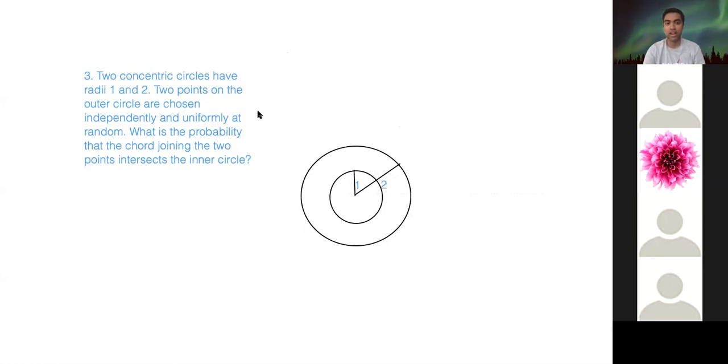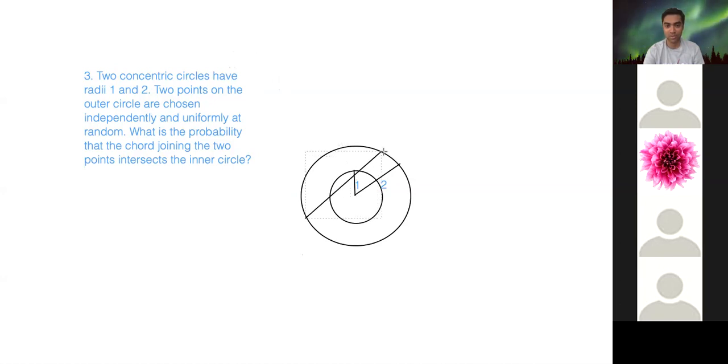Okay, so now that we have that, what we're saying is we're going to choose 2 points independently on the outer circle. So let's say we pick this point and this point. If we just pick these 2 points, the chord connecting them would be this line, and this doesn't intersect the inner circle, right? So for instance, this could be here. This also doesn't intersect the inner circle. It could be here. This doesn't intersect the inner circle.